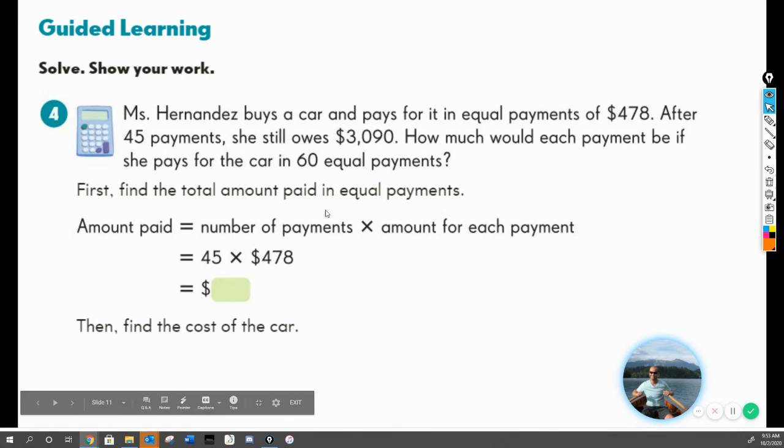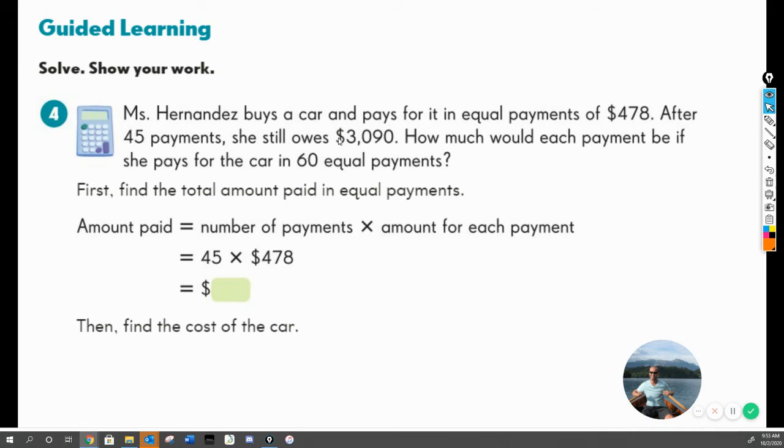Alrighty, Ms. Hernandez buys a car and pays for it in equal payments of $478. After 45 payments, she still owes $3,090. So she buys the car, she doesn't pay right away. Okay, she pays $478 a month for 45 months. So 45 times 478 is, hopefully you guys solved it because I don't feel like doing it right now. Anybody? Are you yelling at your computer and saying, McCarthy, you can't hear us? That's okay. I get it.